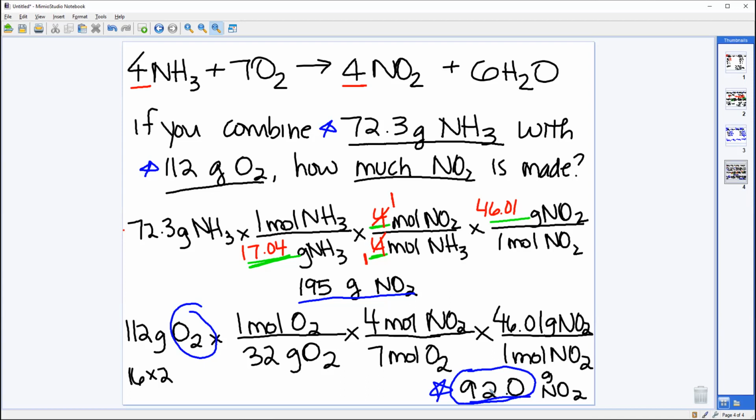So these are limiting reactant problems. And if you have any other questions, you can feel free to let me know.